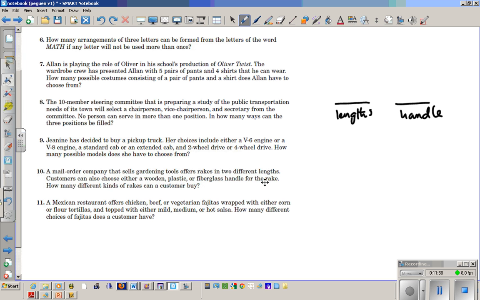Okay, how many kinds of lengths are there? There are 2 lengths. How many handles are there? There's wooden, plastic, or fiberglass. 3. So how many possible different kinds of rakes can be created? 2 times 3, which is 6.